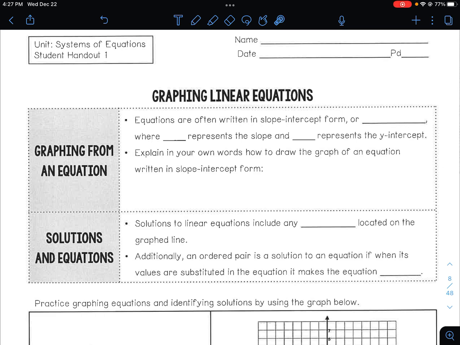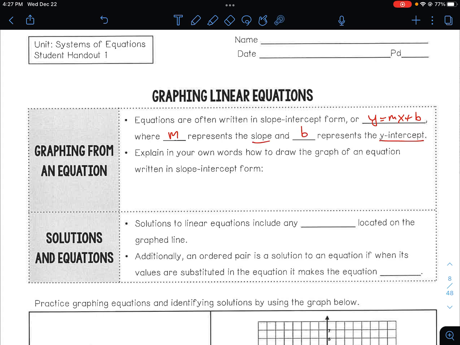In this video, we are going to graph linear equations. Let's begin. So how do we graph from an equation? Equations are often written in slope-intercept form, or the form of y equals mx plus b, where the m represents the slope and the b represents the y-intercept.